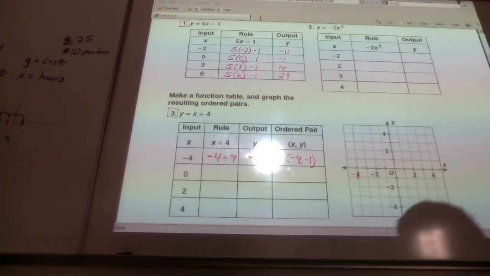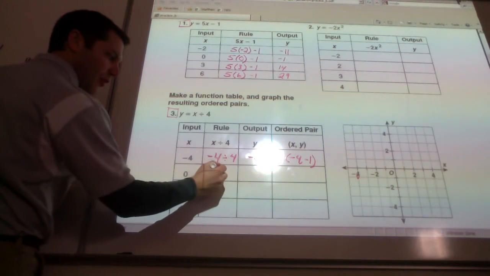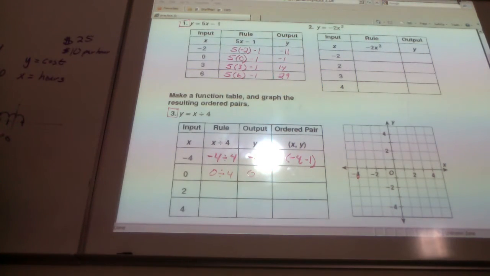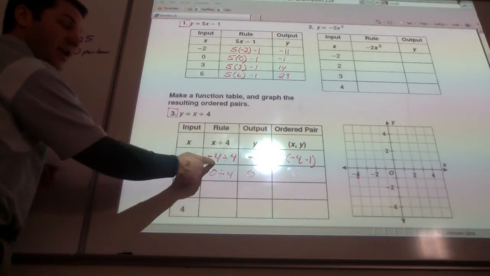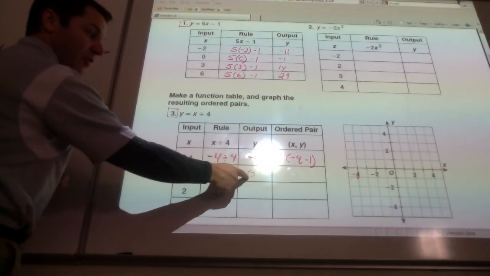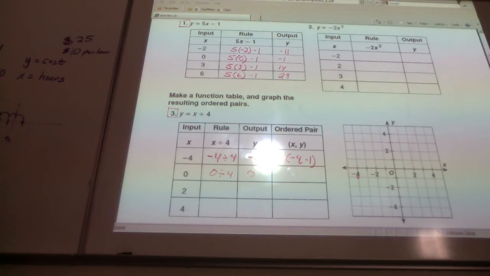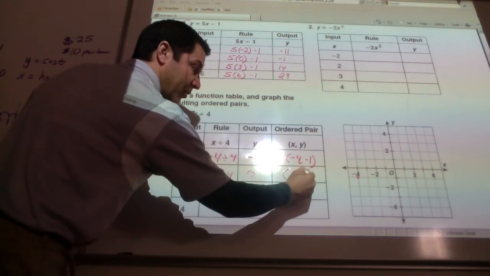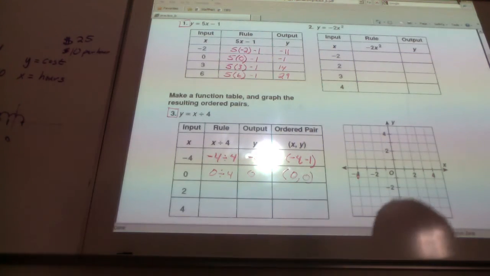How about when x is 0? What is 0 divided by 4? 0. And just so you know, we can always look at these problems and do them backwards. Because this is division, we should be able to take -1 times 4 and get this answer, -4. 0 times 4 is 0. So our ordered pair would be what? 0, 0. If we're graphing that, it should be right on the origin. Very good.